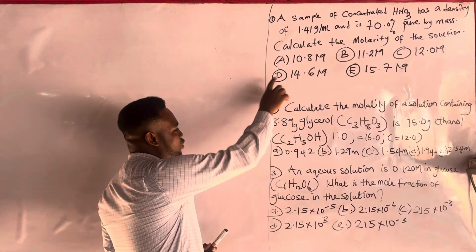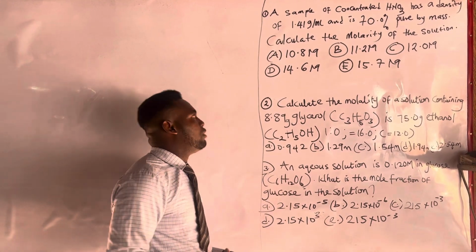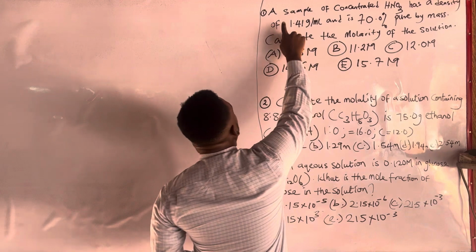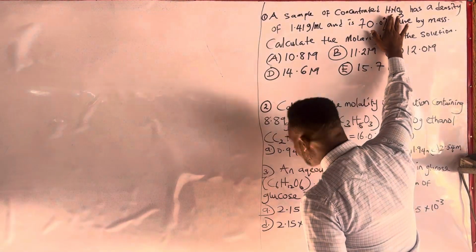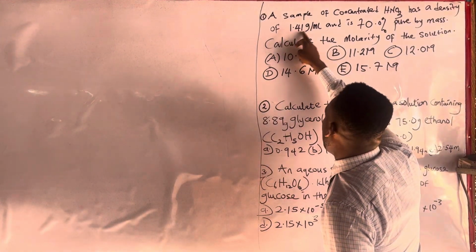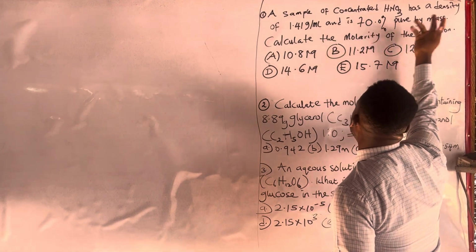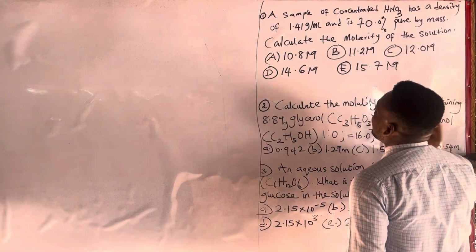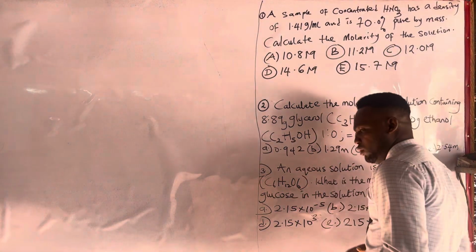Now let's look at this question. We have not seen this type of question in the previous video. The question says, a sample of concentrated HNO3 has a density of 1.41 gram per milliliters and is 70% pure by mass. Calculate the molarity of the solution.